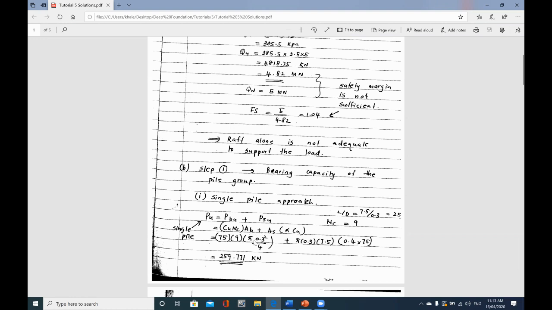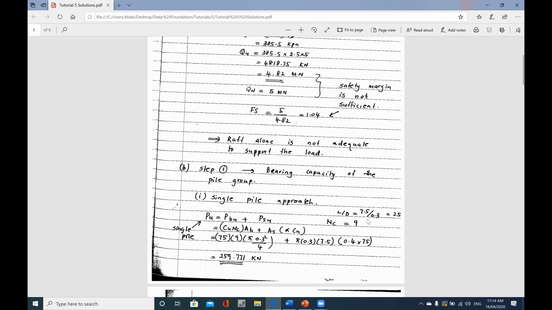So if we substitute all these values together, but before that we need to calculate the value of NC, and to calculate the value of NC we need to calculate the value of L over D, the length of the pile over the diameter of the pile. So that will be 7.5 meter, the length of each pile, and the diameter of each pile is 0.3 or 300 millimeter, and that will give us 25. And if we use the chart, as you remember, any value more than 3.5 as L over D will give us an NC value equivalent to 9.